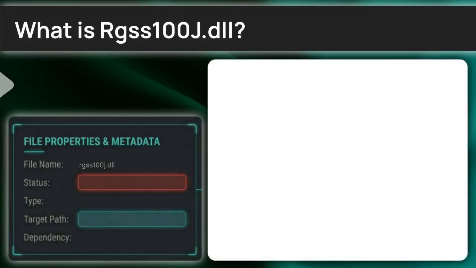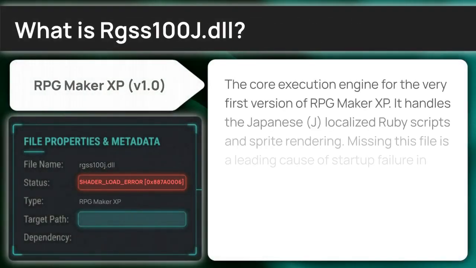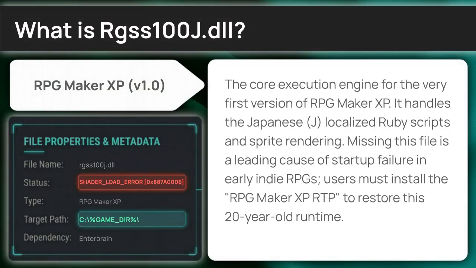This is the Ruby Game Scripting System 100j module, the core execution engine for the very first version of RPG Maker XP. It handles the Japanese, J, localized Ruby scripts and sprite rendering. Missing this file is a leading cause of startup failure in early indie RPGs. Users must install the RPG Maker XP RTP to restore this 20-year-old runtime. With the explanation out of the way, let's refresh the affected files.